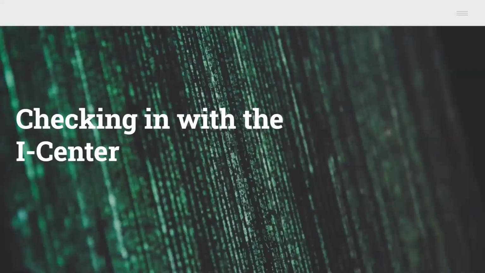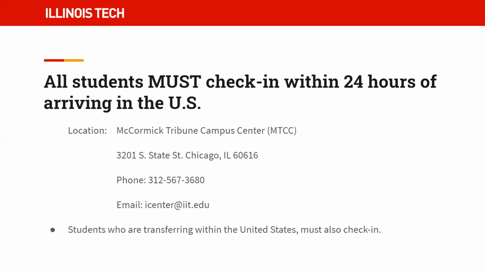Now, this is really important because once you have already arrived in Chicago, you need to check into the I-Center. Again, the I-Center stands for the International Center. This is mandatory. All students must check in within 24 hours of arriving to the United States. This is so important. You will need to go to the McCormick Tribune Campus Center.